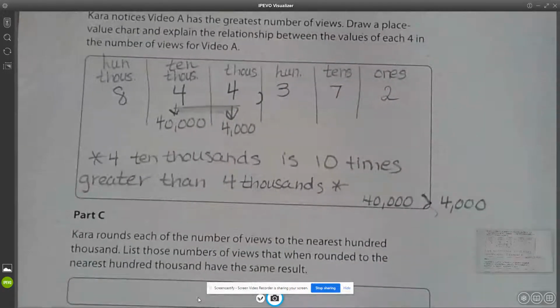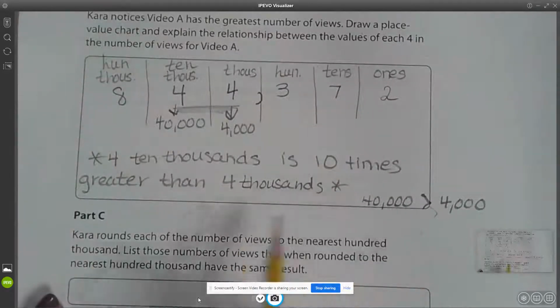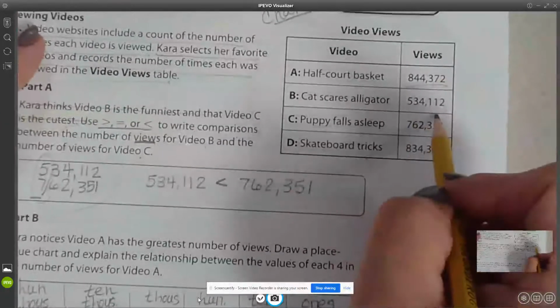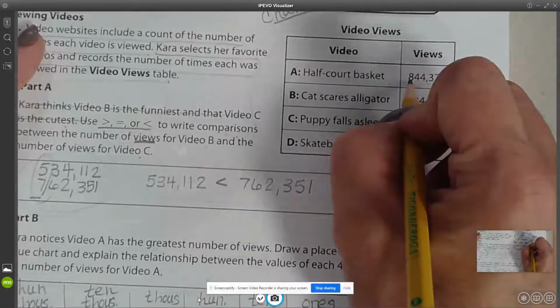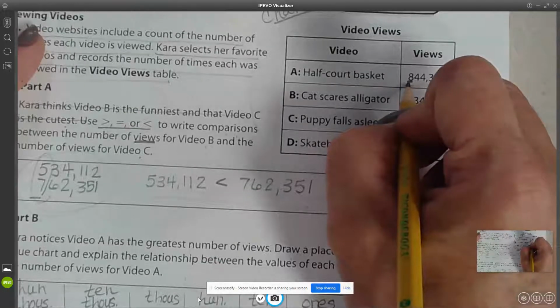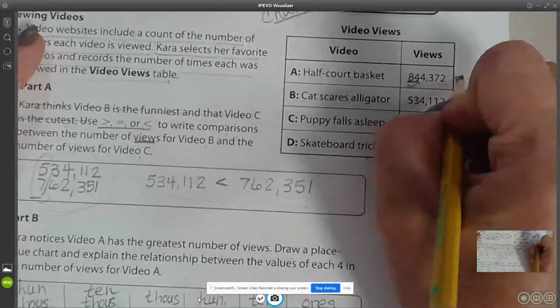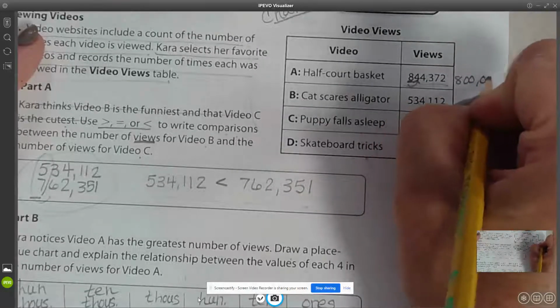All right, part C. Kara rounds each of the number of views to the nearest 100,000. List those numbers of views that when rounded to the nearest 100,000 have the same result. So looking at that, I'm going to have to round each of these, okay? So if I'm looking at this one, I know that I'm going to look at that 4. The 4 tells me to go down to 800,000.